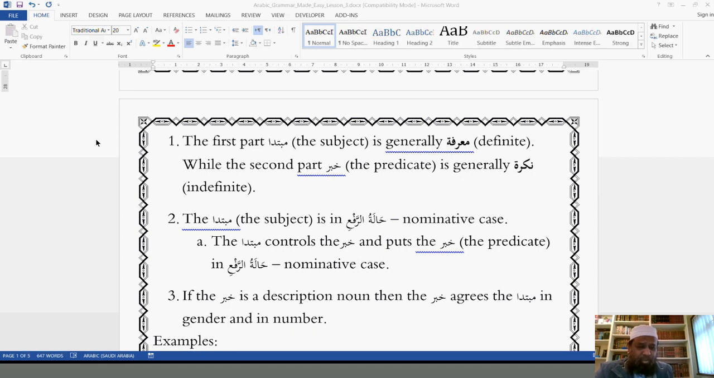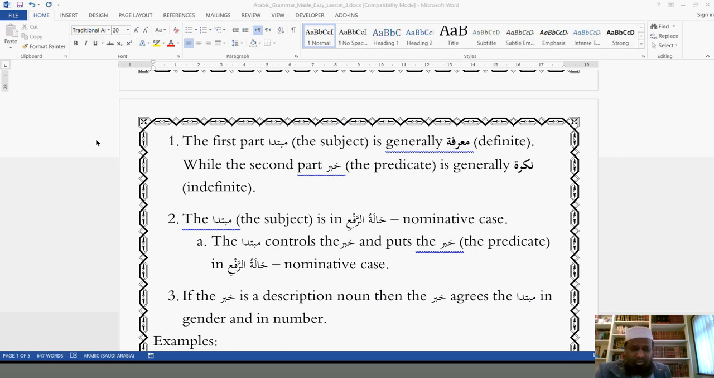Number 3, if the khabar is a description noun, and most of the time it will be, most of the time the khabar is an adjective, a description noun. Sometimes it can be other nouns. But if it is a description noun, the khabar agrees with the mubtada in gender and in number. I mean, if the mubtada is masculine, the khabar description has to be masculine. If the mubtada is feminine, then the description has to be feminine.